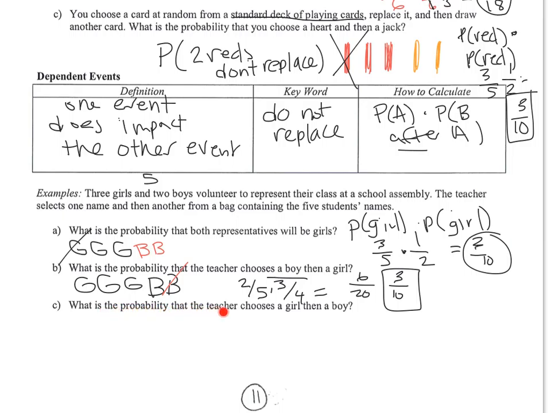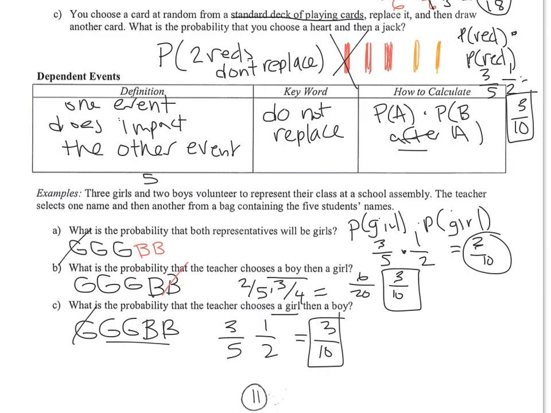What is the probability that the teacher chooses a girl then a boy? So girl, girl, girl, boy, boy. The probability to choose a girl is 3/5. Then a girl is gone, and a boy is going to be 1/2. So it's the same answer, 3/10, after you reduce it, or 3/20, sorry.